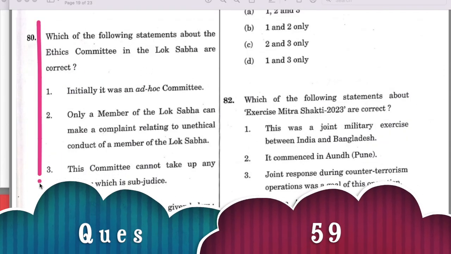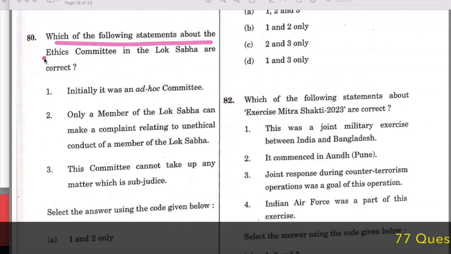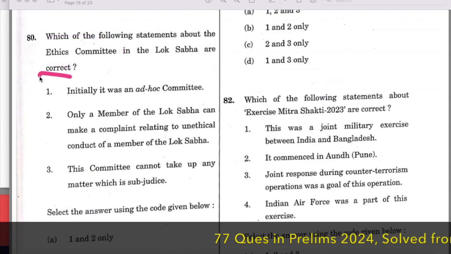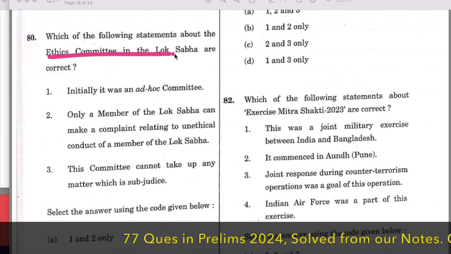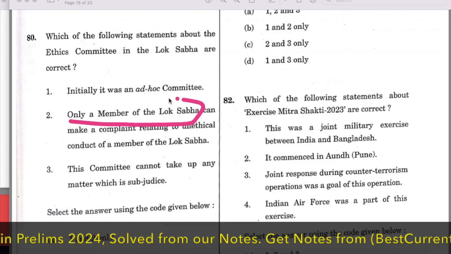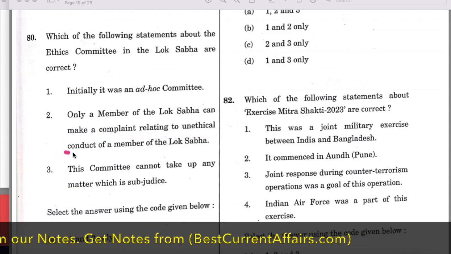Next question: which of the following statements about the ethics committee of the Lok Sabha are correct? Three statements are given. This committee was in the news. Now take the second statement, that only a member of Lok Sabha can make a complaint relating to unethical conduct of a member of Lok Sabha.